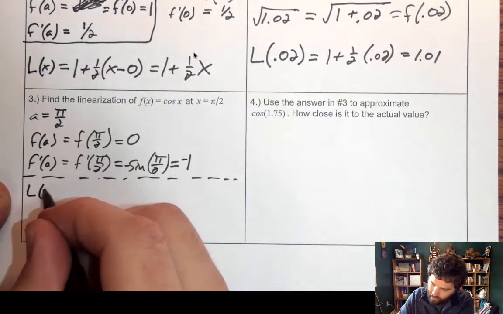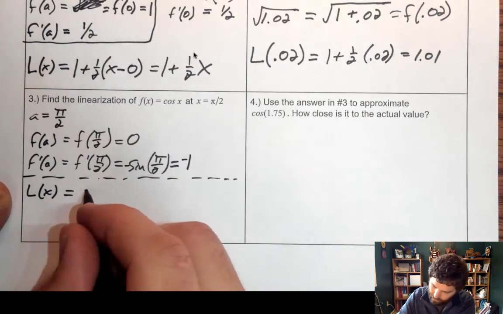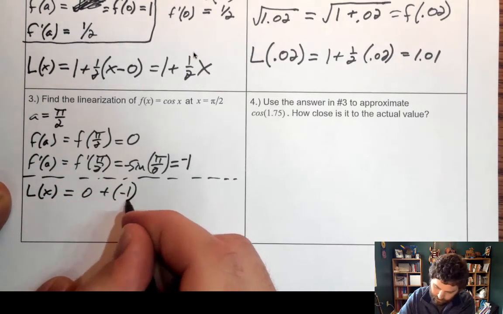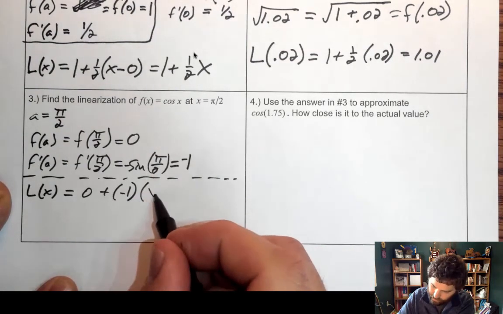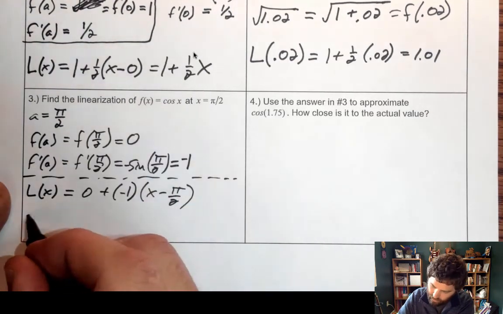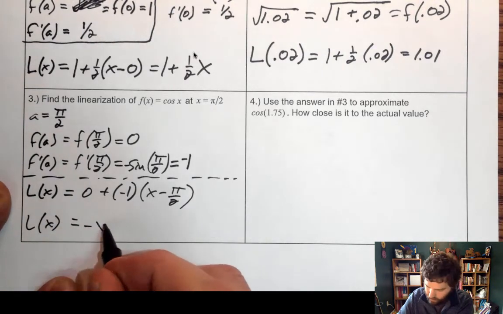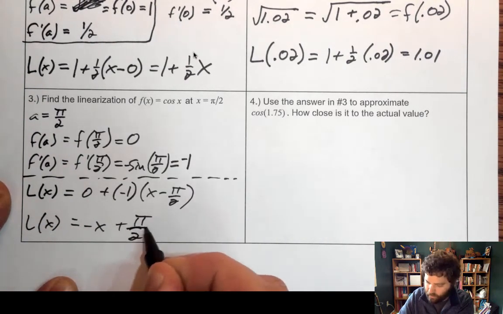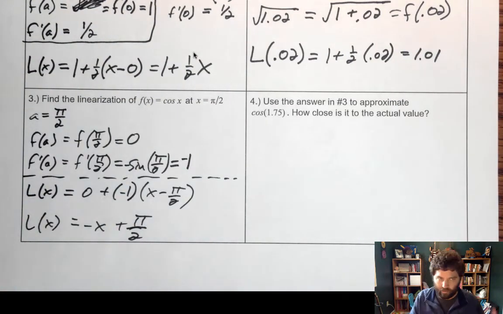So now I can write the linearization out. 0 plus negative 1 for the derivative there, and then x minus pi over 2. Once you simplify this, you get that your linearization is equal to negative x plus pi over 2. Again, this is just a tangent line. You might think, well, why aren't you just calling it the tangent line? Why are we calling it the linearization? Lots of times we're trying to find the tangent line, and that's it. Or maybe we're trying to use the tangent line to find the derivative in some application problem. The linearization is more a tool to solve other problems.